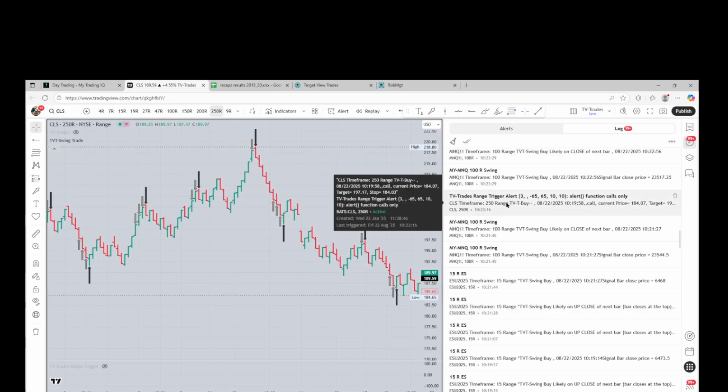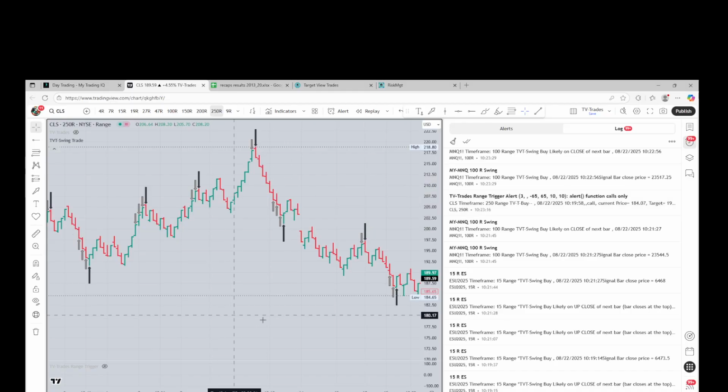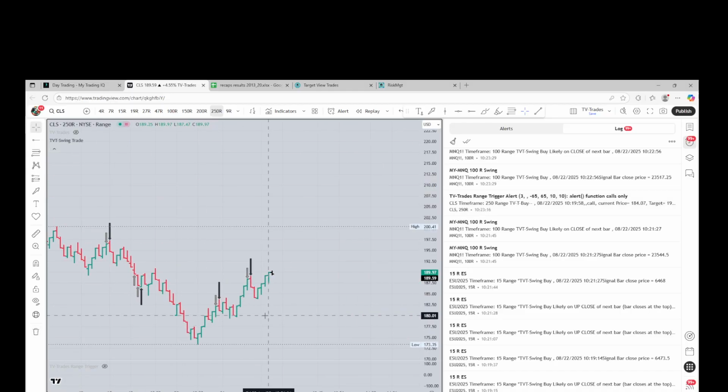I think there's crude oil at 250 range, TVT buy, and that was on 822 at 1019. I don't see it on here, but that was triggered from a whole different thing. It's not these bars here that triggered that. But it triggered the buy here at 1022. On the close of this bar at 1019, it said to buy this bar right here. So it was a pretty good trigger this morning on that one.